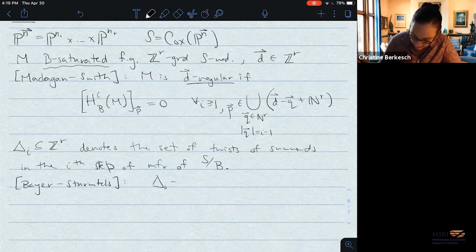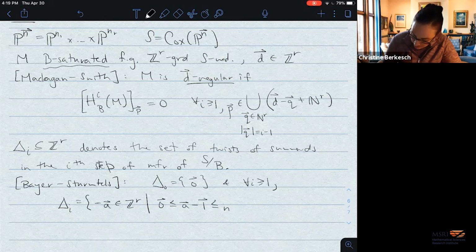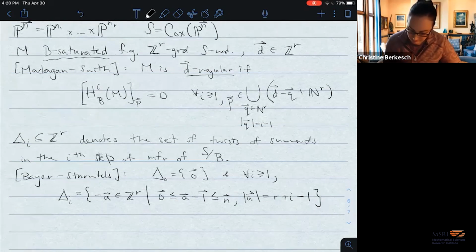So delta 0 is going to be the 0 vector, and then for all i at least 1, delta i is the following. We have lots of component-wise comparisons of vectors here over certain ranges. So just those degrees.